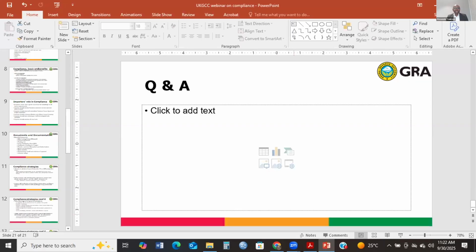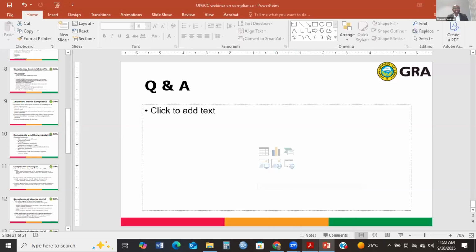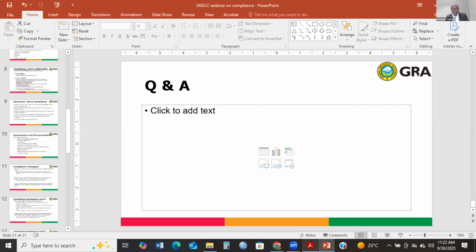And provided you disclosed all relevant information, once GRA issues that ruling it will be binding on GRA so far as it pertains to that particular transaction. Correct? Yeah, that is it. That is it. Thank you very much.